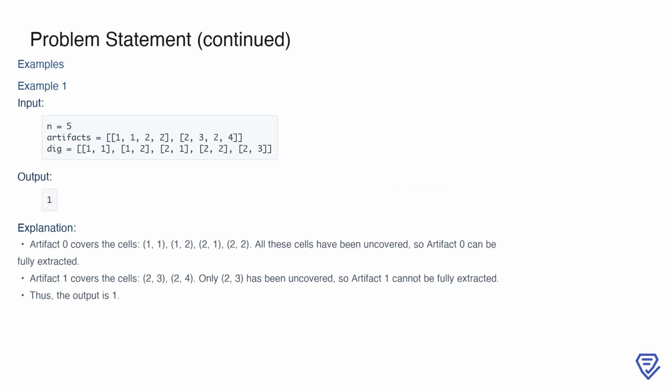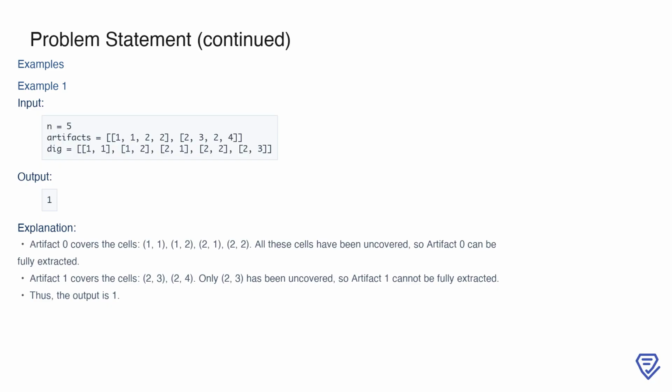To better understand the problem, let's look at an example. Here, n is 5, meaning the grid is 5 times 5. We have two artifacts. The first one spans from cell 1,1 to 2,2, and the second one spans from 2,3 to 2,4. The list of uncovered cells includes 1,1, 1,2, 2,1, 2,2, and 2,3.